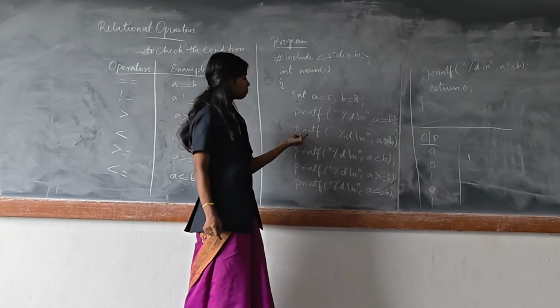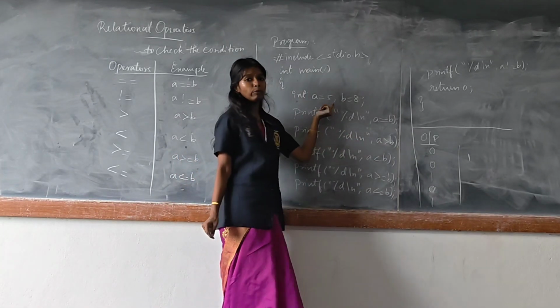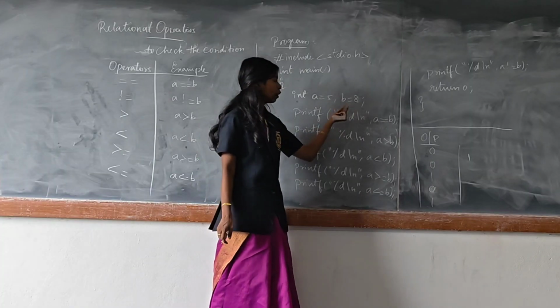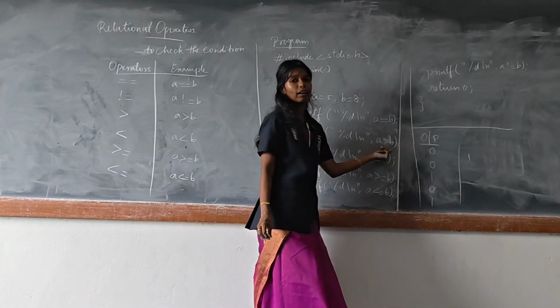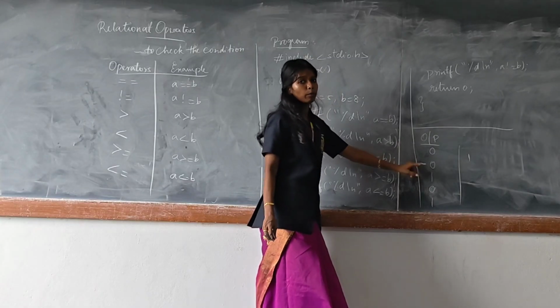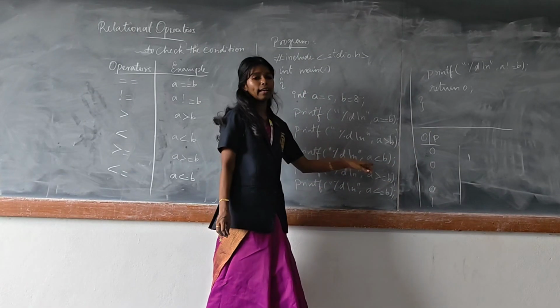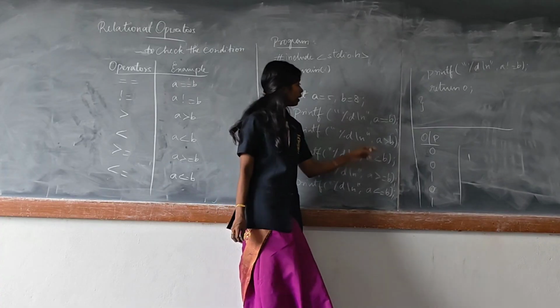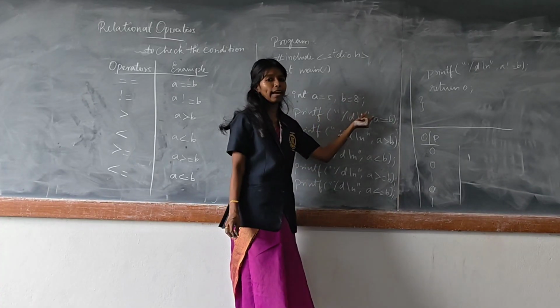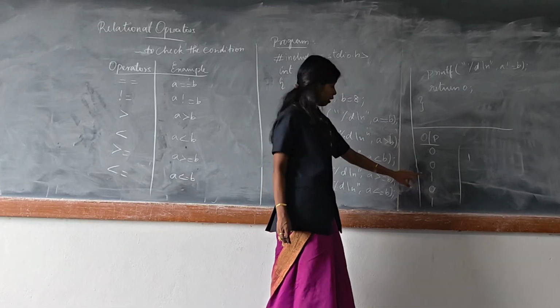Next, printf, I have printed the value of a greater than b. The a value is 5 and the b value is 8. Is 5 greater than 8? No, right? So it returns the value 0. Next I have printed a less than b. The a value is 5 and the b value is 8. 5 less than 8, the condition is true, so it returns 1.